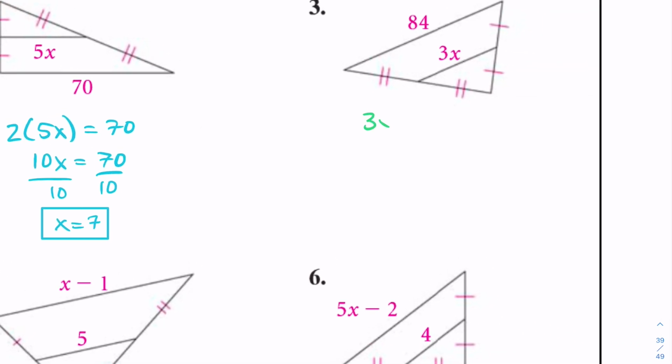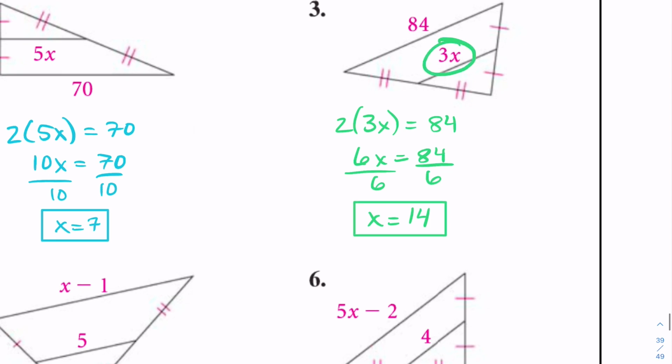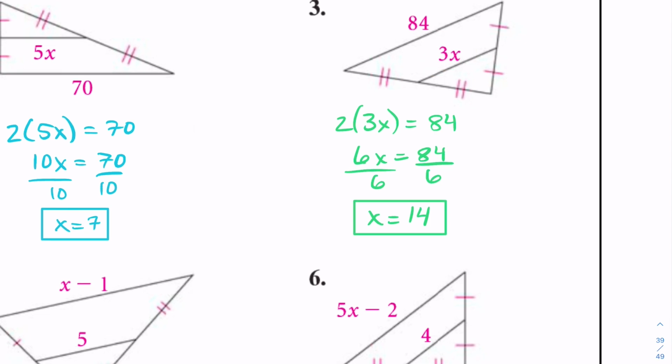So now I'm going to do 3x, but I'm going to do 2 of these is equal to 84. So I'm always doubling that inner one. So 6x equals 84. Divide by 6. So x equals, let's see, 6 times 12 is 72. 6 times 14 is 60 and 24, which is 84. So we have 14. And 14 times 3 is what? 15, 30, 45 minus 3, so 42. Yep, 42 would be half of 84.